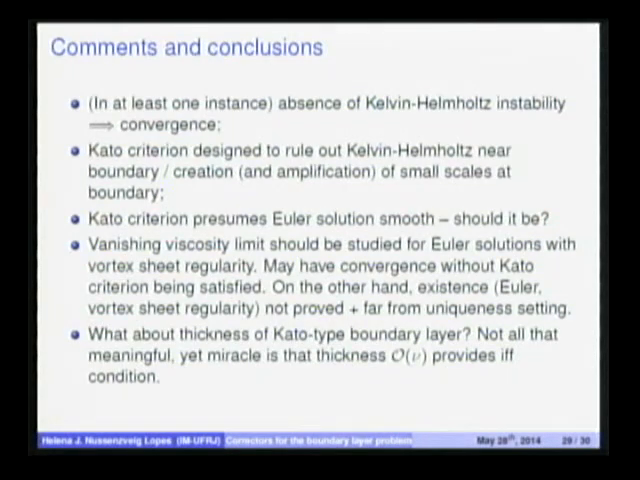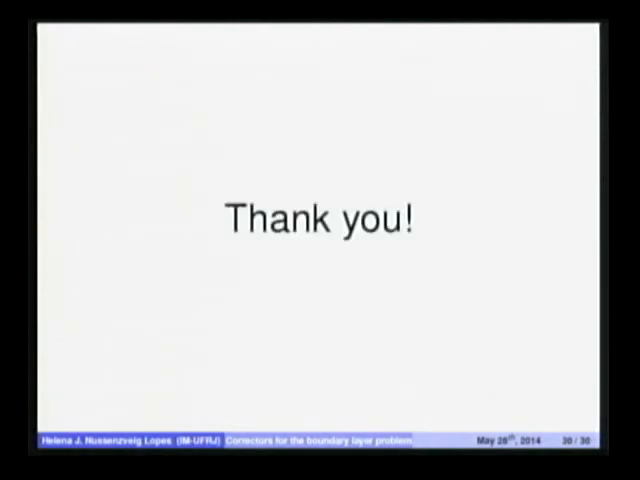Finally, what about the thickness of the Kato boundary layer? Well, in a sense, my understanding is that it's not all that physically meaningful, but on the other hand, there is a sort of PDE miracle that this thickness of order nu does provide us with an if and only if condition. So I at least don't understand this all the way to the end. And I guess I finished a little early. Thank you.